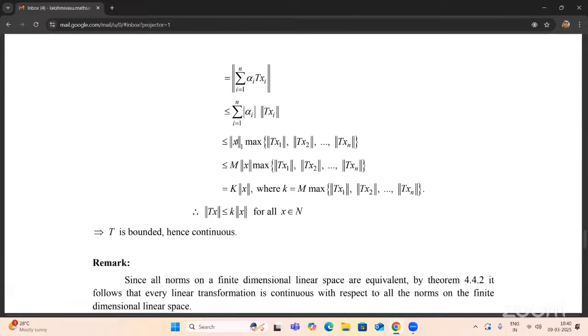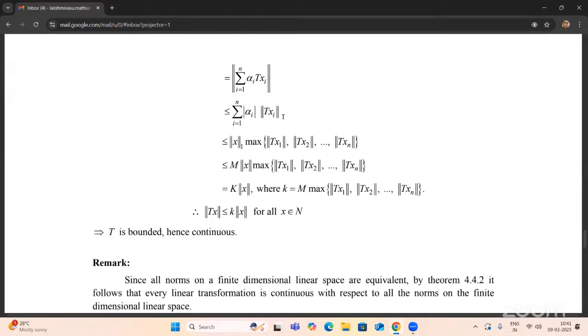See, this is alpha. Students, listen carefully. Summation of mod alpha i is equivalent to norm x at 1. So please rectify this mistake. This is alpha, this is not x. Please rectify this mistake in your textbooks. Okay, in this theorem, summation is connected with the absolute values of the scalars and the norms of the transformation values.